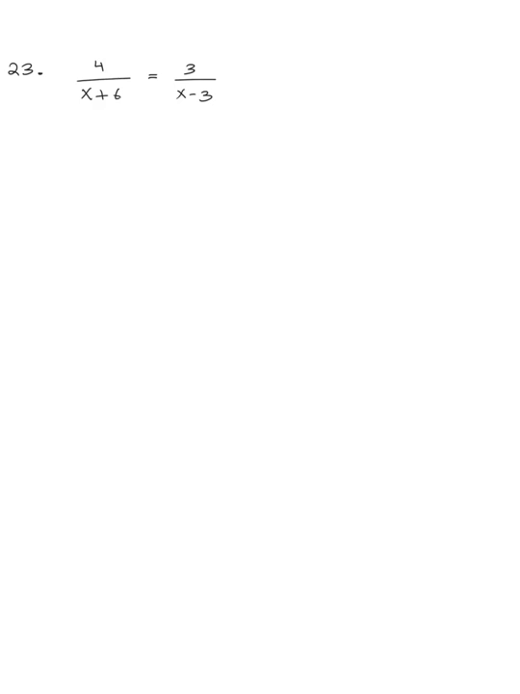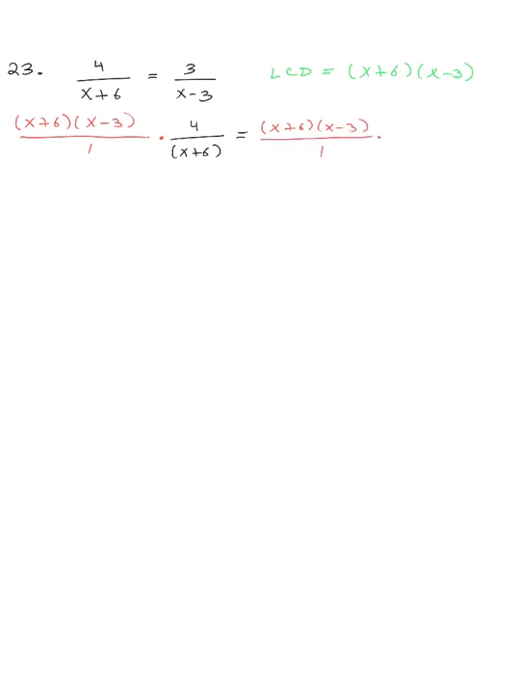So the least common denominator here is, I have no common factors, so it's got to be x plus 6 times x minus 3. So that's what I'm multiplying to every single fraction. X plus 6 times x minus 3 over 1, that's being multiplied to 4 over, and I'll put parentheses around the x plus 6. I'm going to do that to the other side. X plus 6 times x minus 3 all over 1. That is going to be multiplied to 3 over x minus 3. Again, I'll put some parentheses around that.